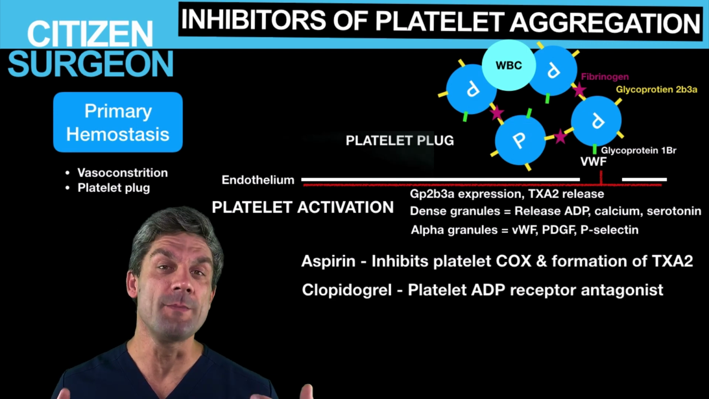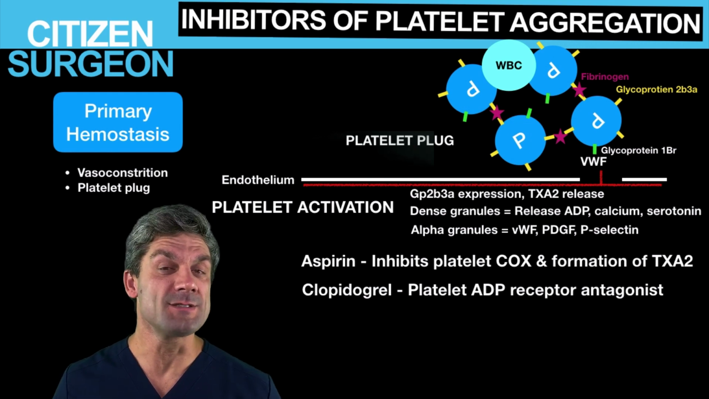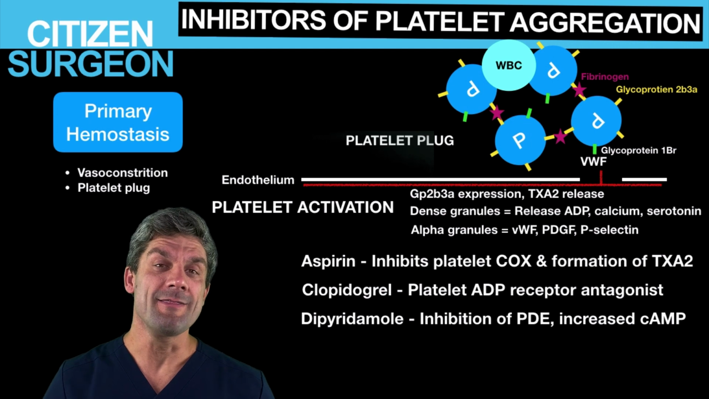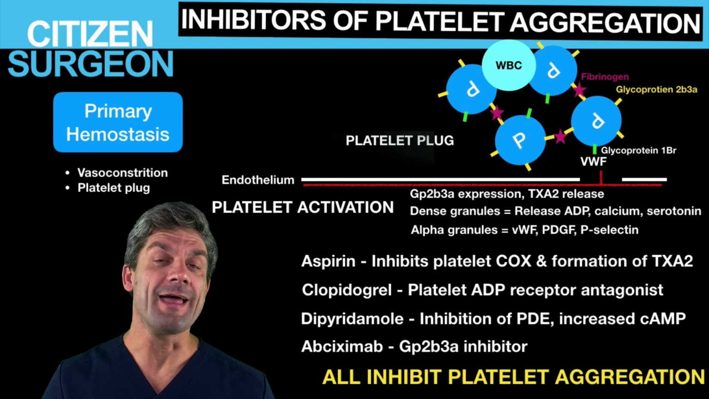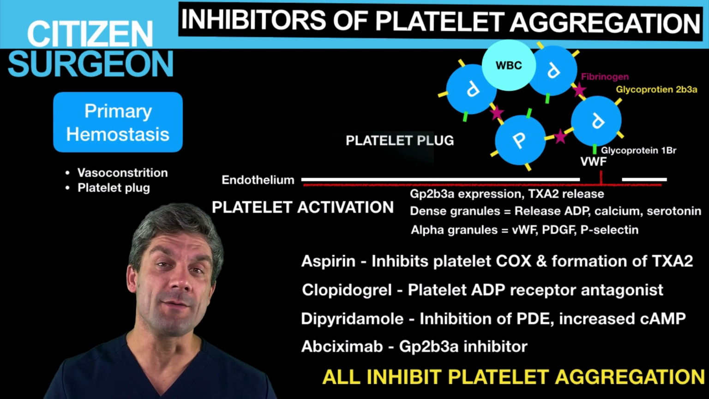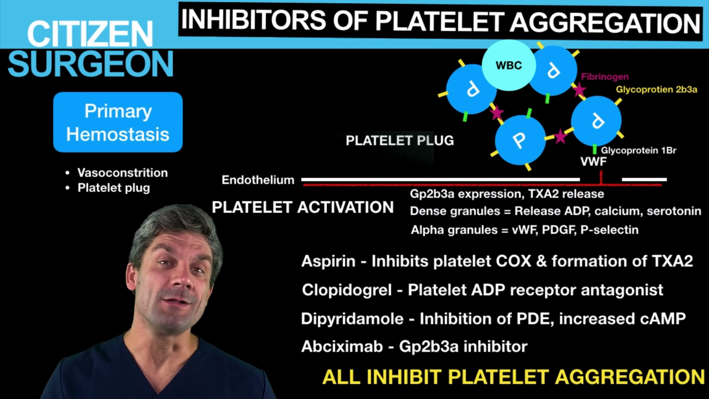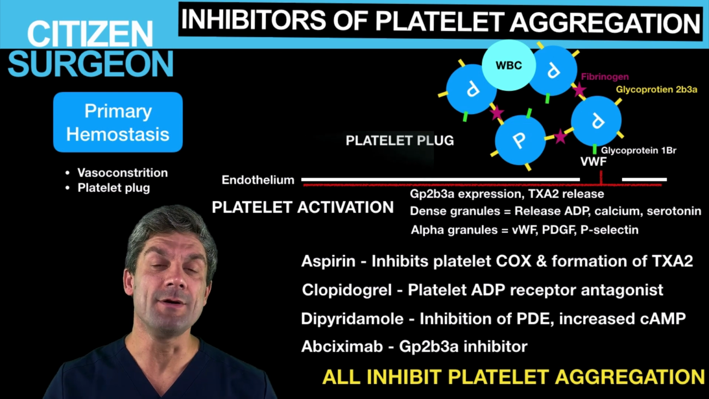We have clopidogrel. Clopidogrel is a specific antagonist of the platelet ADP receptor, and that again prevents platelet aggregation. We have dipyridamole. Now this is a PDE3 inhibitor, so PDE3, that'll inhibit the breakdown of cyclic AMP, so you get increased levels of cyclic AMP, and that prevents blood clot formation and inhibits platelet aggregation. And finally, we have abciximab, so that's a very specific glycoprotein 2b3a inhibitor, and that again is going to prevent platelets binding to each other through the glycoprotein 2b3a receptor, and again preventing platelet aggregation. So you have aspirin, clopidogrel, dipyridamole, and abciximab. These are going to be your major inhibitors of platelet aggregation.